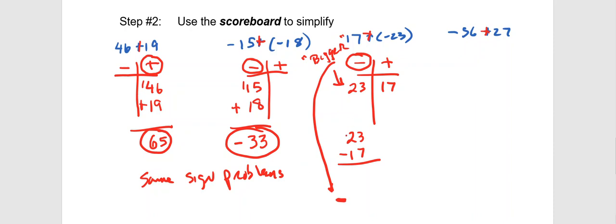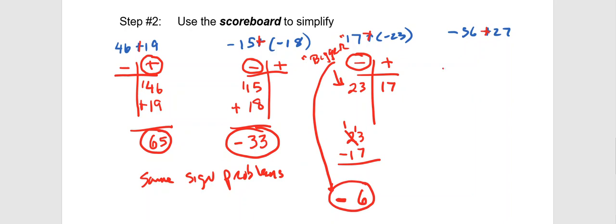There it is. So we have a little borrowing to do. Cross out, borrow from the 2, bring it down to a 1, carry a 1, or borrow a 1. Now we do 13 minus 7 is 6. 1 minus 1 is 0. So our final answer is negative 6.